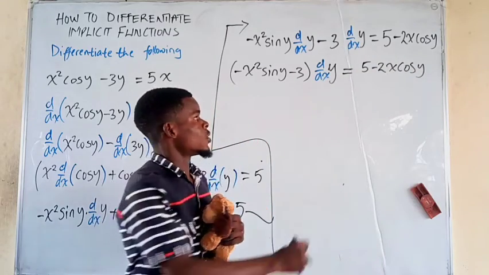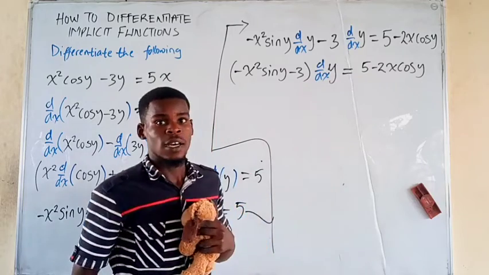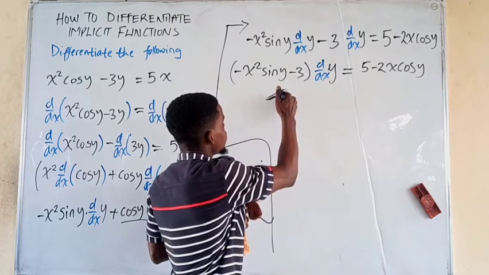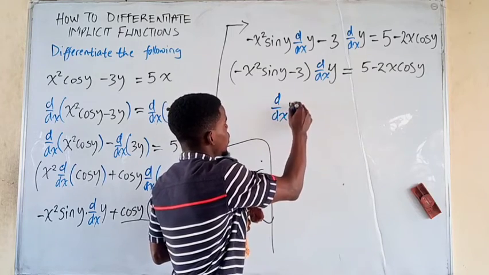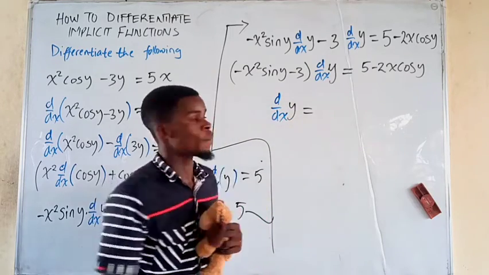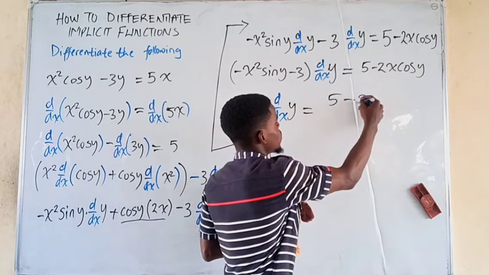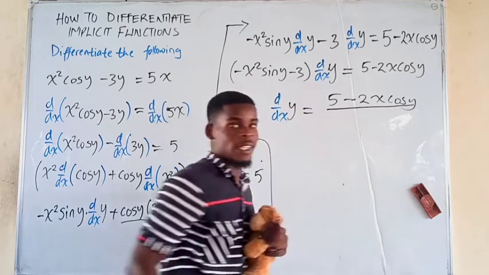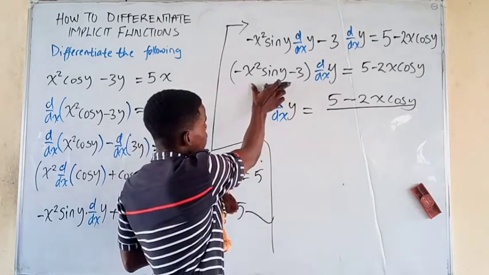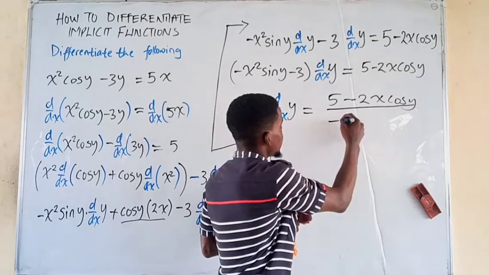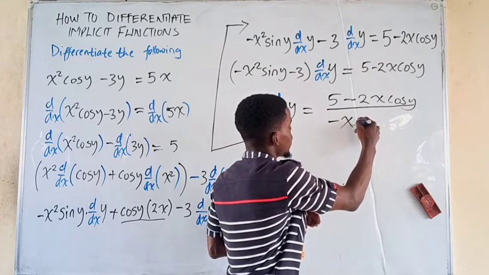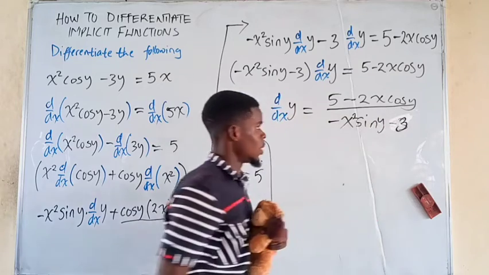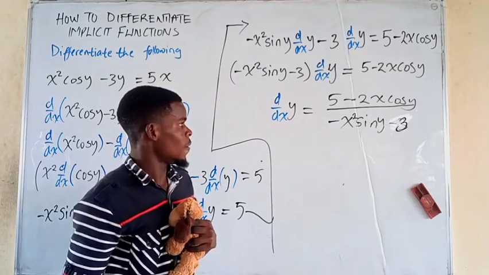Good. Okay, so to find dy/dx, we need to divide both sides by this coefficient. So we're going to have the derivative with respect to x of y equal to 5 minus 2x cosine y, and then we divide everything there by this term here, which is negative x squared sine y minus 3. Okay, that's it for the function.